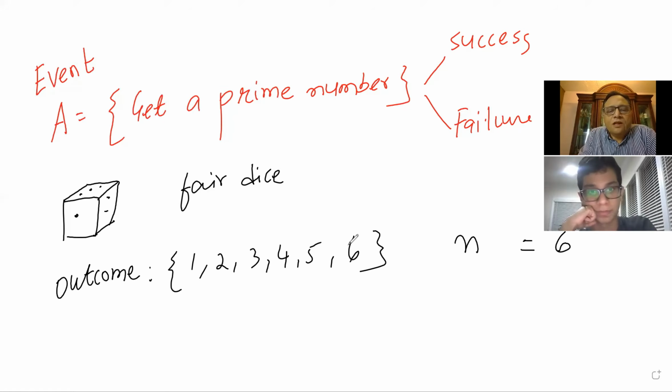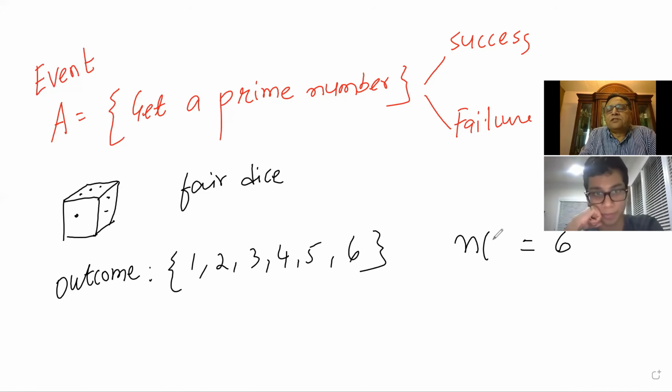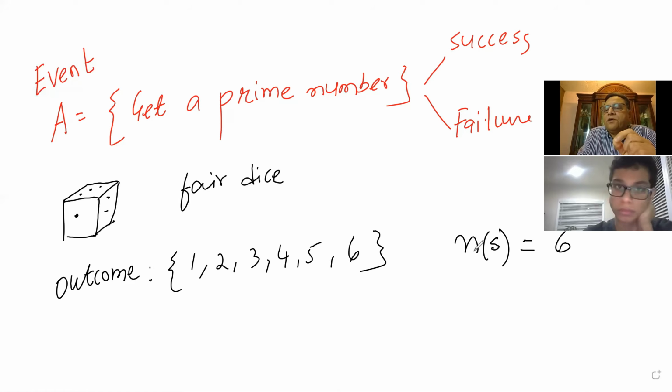So these are the total number of outcomes. We'll call this a sample space. We use the letter S for sample space for now. That is the sample space. We are saying the total number of outcomes in our experiment. When you throw this dice, this is called an experiment.